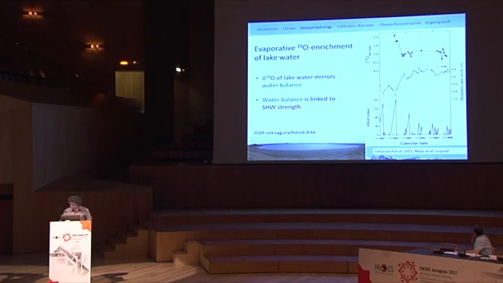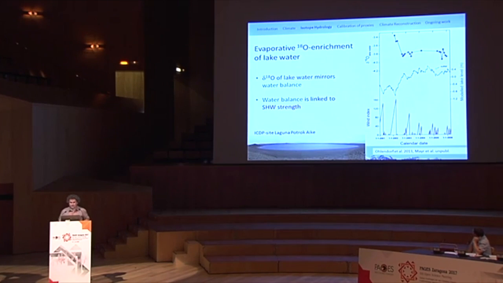We have monitored one site in detail for a long period now, and this is the ICDP site Laguna Potrok Aike, which you can see in the lower left corner. It's located in the steppe. It's a 100-meter deep lake, a maar crater lake, and 3 kilometers in diameter. Over the course of several years, we've taken lake water samples and analyzed the delta 18O composition. You can see that in blue on top. And this nicely correlates to modeled lake water levels in green.